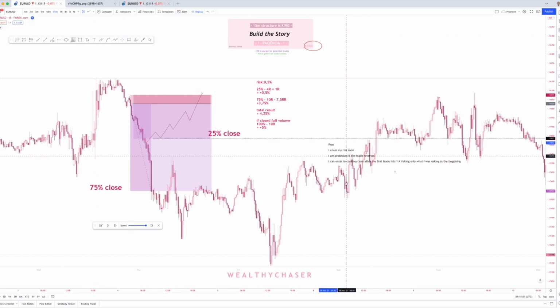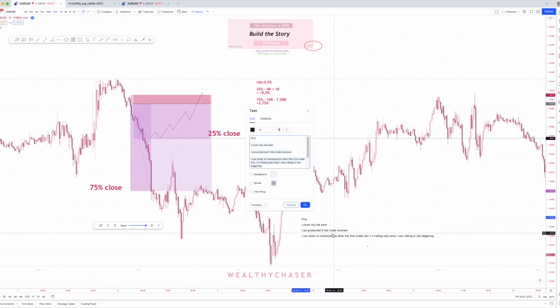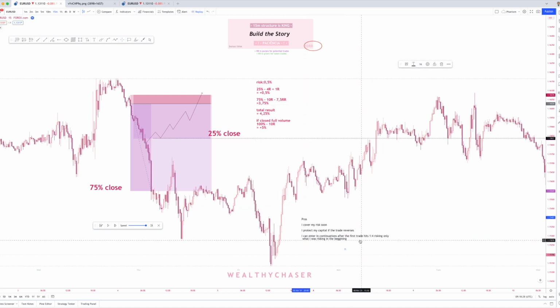So basically, I think the pros are I cover my risk soon. I protect my capital if the trade reverses. I can enter in continuations after the first trade hits 1 to 4, risking only what I was risking in the beginning. So by this, I also mean I don't move my stop loss to break even. So this is my break even. The 25% close, it's my break even. It's the same as you moving your stop loss to break even.